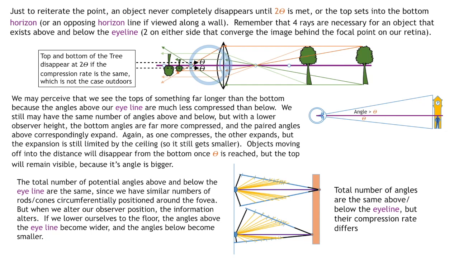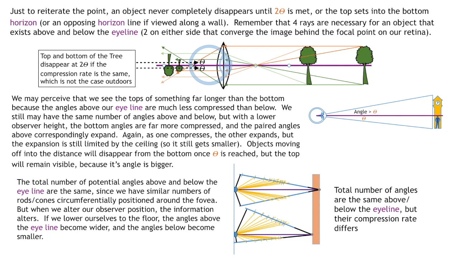So remember, you need 4 rays for an object that exists above and below the eye line. You need 2 on either side that converge the image behind the focal point on a retina. Within those 4 rays, you need 2 theta simultaneously to vanish an object, or you need 1 to be met, and then the other aspect of that object to set into that horizon line. Here with our tree diagram, I'm representing the top and the bottom of the tree disappearing at 2 theta, but that's if the compression rate is the same, which is of course not the case outdoors.